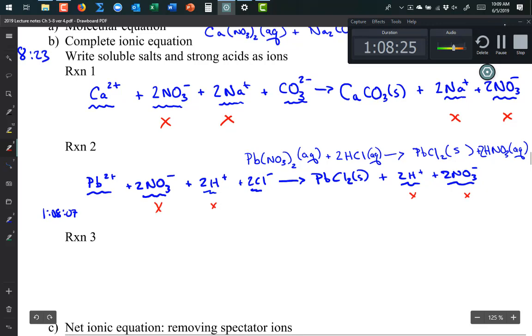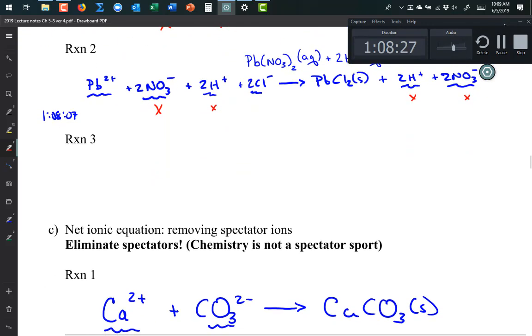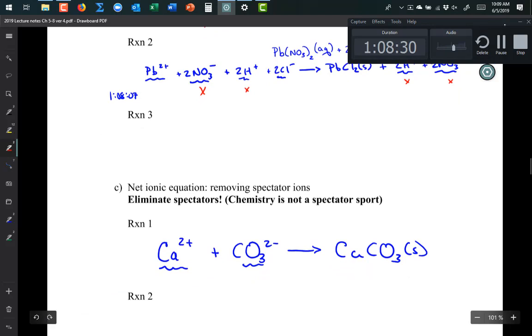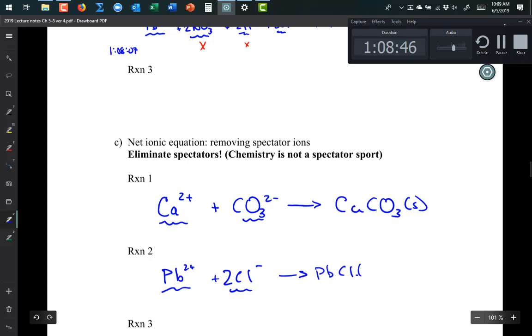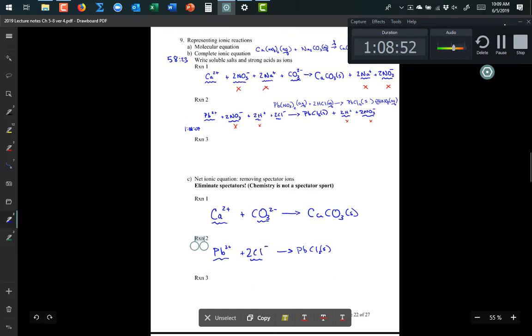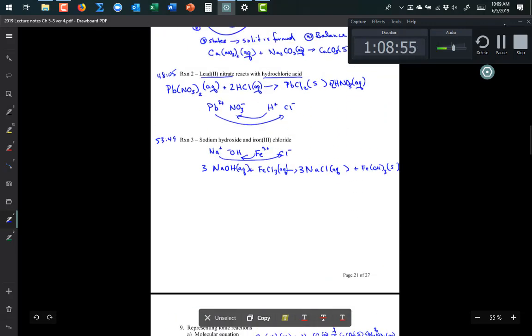And so my net ionic equation will be lead and the chloride and then the lead chloride solid. So I'll write Pb2 plus 2 Cl minuses make PbCl2, like that. The last one I'll let you do all on your own. Let me copy it down so you can see it. And I'll come around and help you guys out if you need the help.